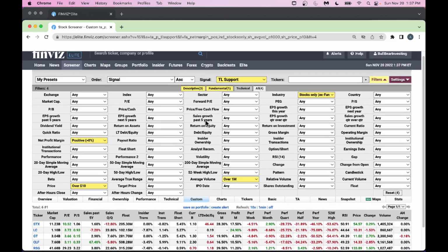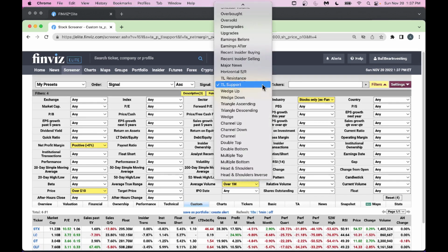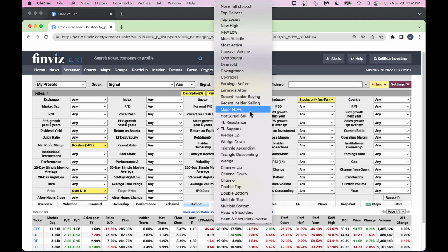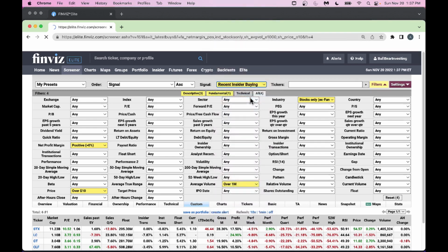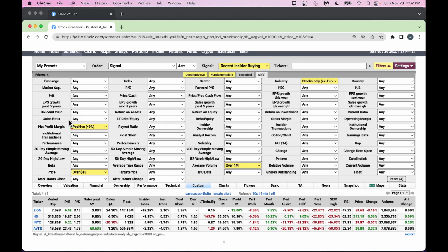And for example, talking about insider buys, you could also go right here, and you can say recent insider buying. This is one of my favorite filters. I always want to look at insider buying. That's always a great one here. You could click on recent insider buying, and now look, we got a list of companies with the positive profit margin, as you can see here. Price over $10 and average volume over 1 million. Now look, we got these stocks here.